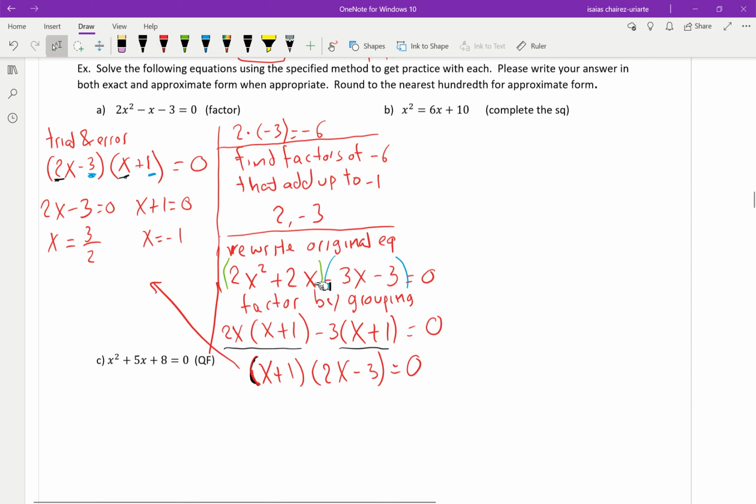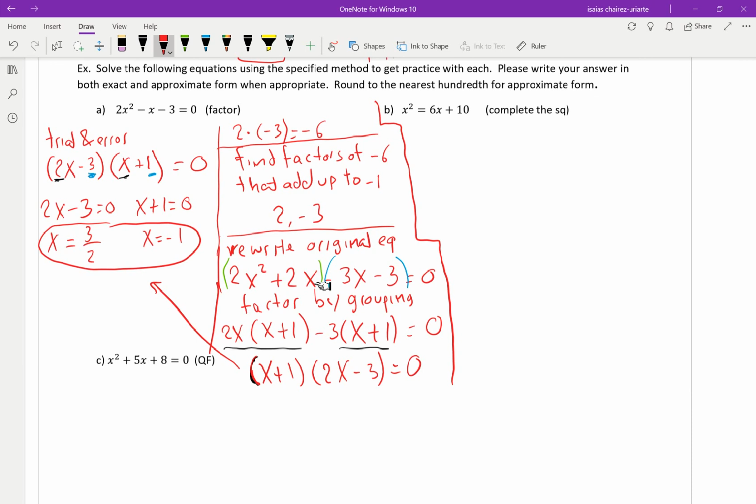All right, so again, our solutions here are supposed to be 3/2 and x equals 1. I just showed you two ways of factoring this little trinomial. One of them is by trial and error, and the other one is a little bit more involved, but it does the trick. All right, next example.